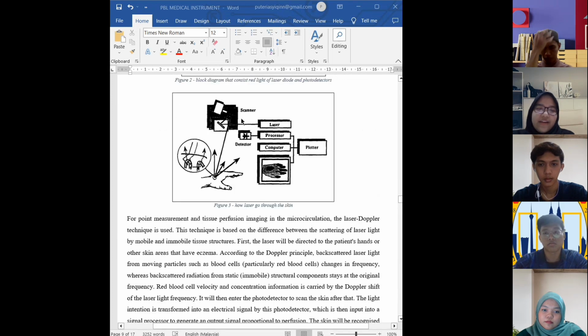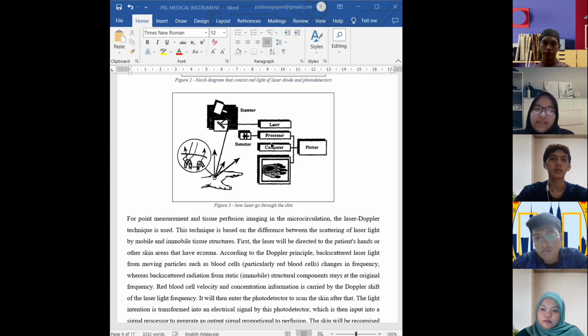So just like this, first the laser and the photodetector will scan the hand or the diseased area, and the computer will conclude all the information that they give, and in the end we will get the result. That's it from me. Next, I will pass to Ayuni.